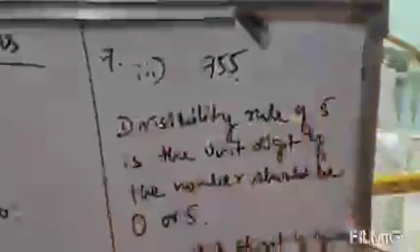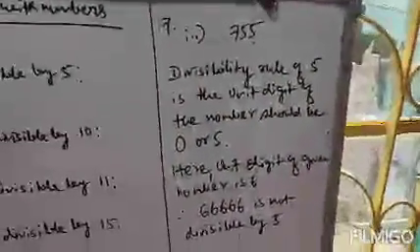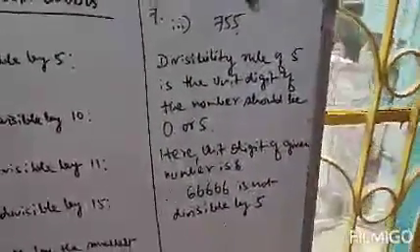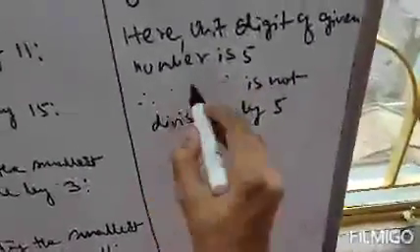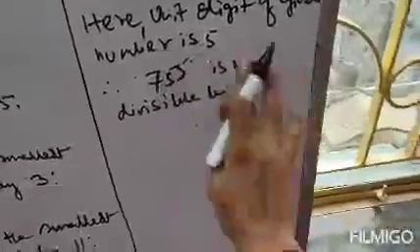So just write the divisibility rule. The divisibility rule of 5 is the unit digit of the number should be 0 or 5. Here the unit digit of the given number is 5. Clear? Therefore, 755 is divisible by 5. Clear? So this should be your format. Clear?